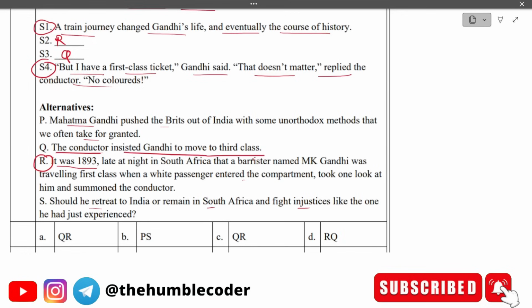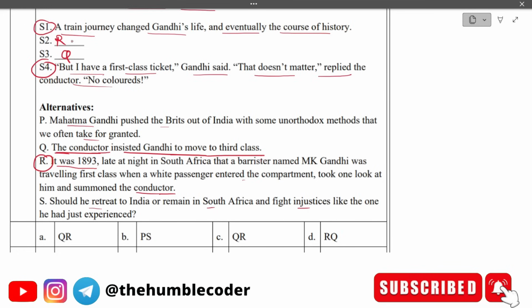Okay, so Q, that is the conductor insisted Gandhi to move to the third class. So Q basically is describing the immediate trigger of the dramatic exchange. Basically, see what is going on in R. Late night in South Africa, the barrister named M.K. Gandhi was traveling first class when a white passenger entered the compartment, took one look at him and summoned the conductor. See, where the sentence was ending, he summoned the conductor. So after the conductor is summoned, what will happen? That should be continued. So this statement is correctly mentioning that. That is why the conductor insisted Gandhi to move to the third class.